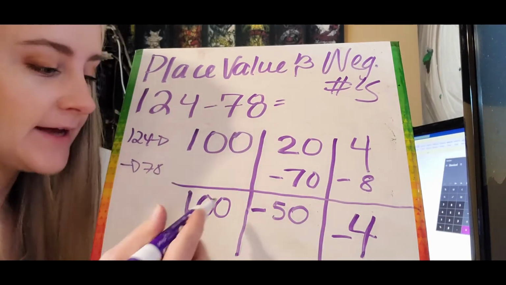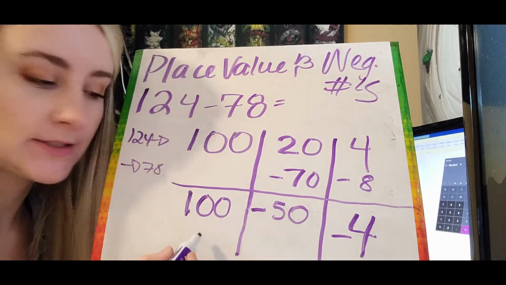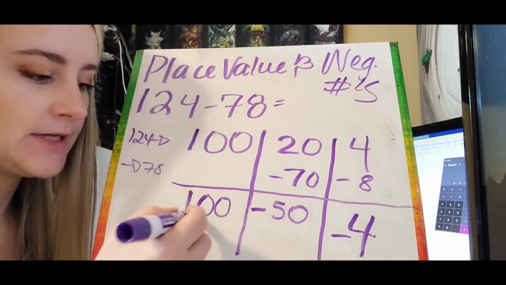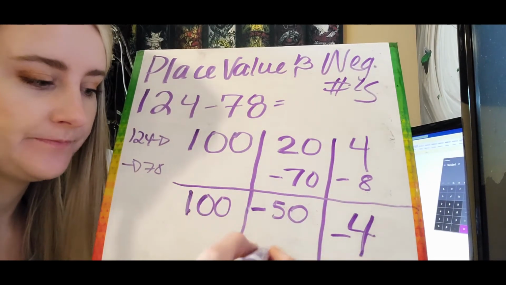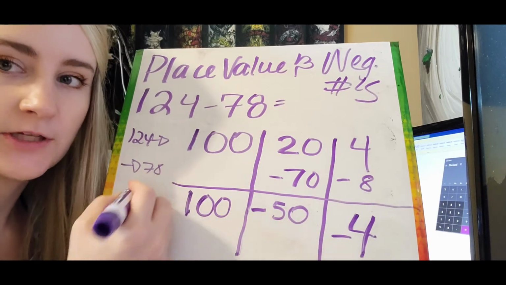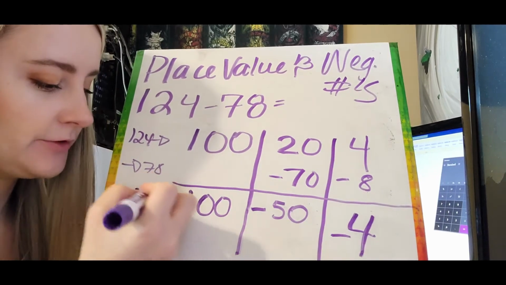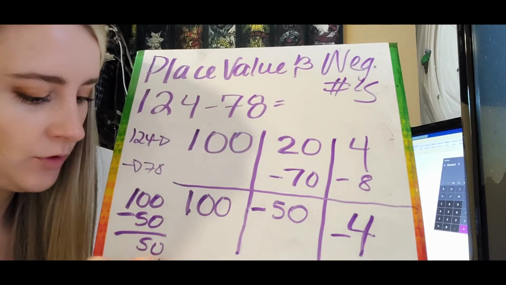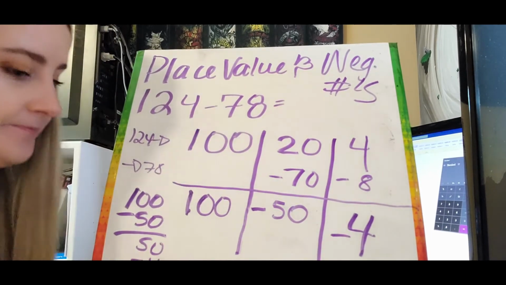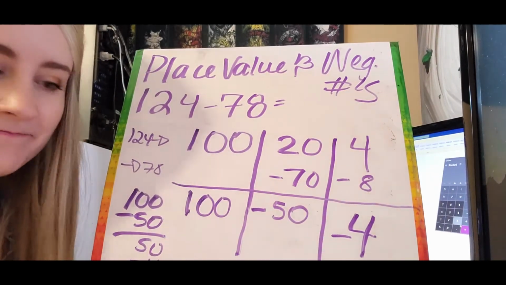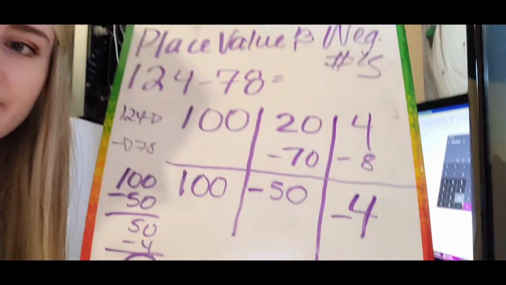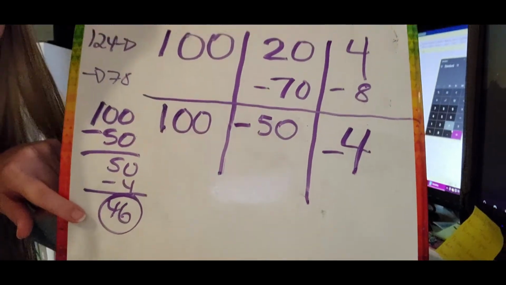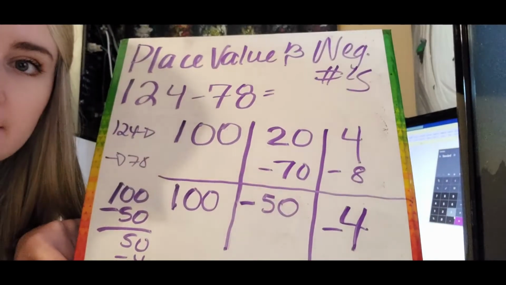So what we're going to do next is take this 100 that's left and subtract the 50 and the 4. So if we take 50 from 100, let's see, I'm trying to do it where you guys can see it. We have 100 minus 50 gives us 50, minus 4 gives us 46. And that is our answer. 46. Okay, let's do another example.